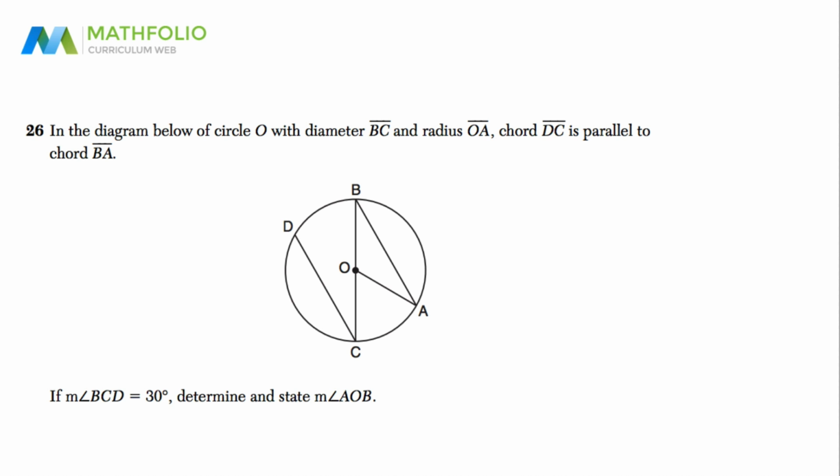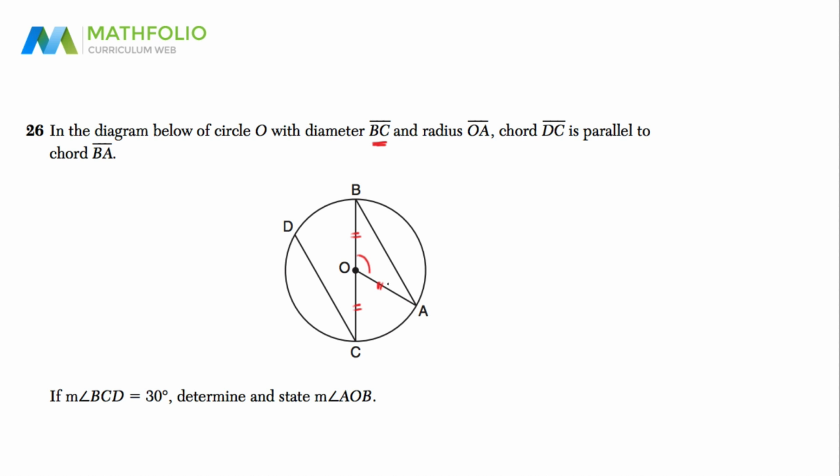Okay, 26. So in this question, we are asked to determine and state the measure of AOB. AOB is what we're looking for. So let's label it A to O to B. This is what we need. Now we are told that COB, so diameter BC, so therefore this is a radius, this is a radius, and also this is a radius. It goes from the center to the edge.